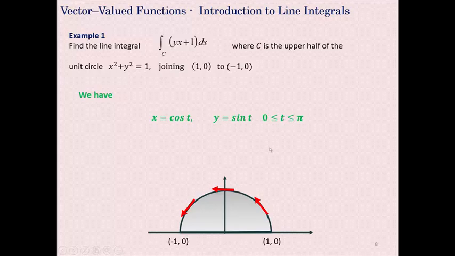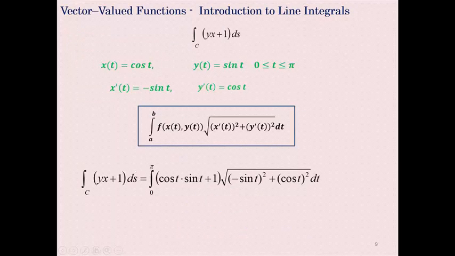You can always verify when t equals 0, x equals 1, y equals 0. So you do get the intended initial point. When t equals pi, cosine pi is minus 1, sine pi is 0. So that is the intended terminal point. With the parametric equations at our disposal, we can now apply the formula in the box.